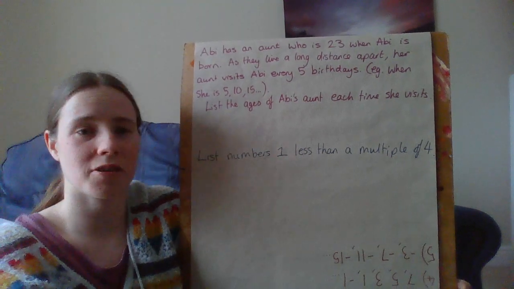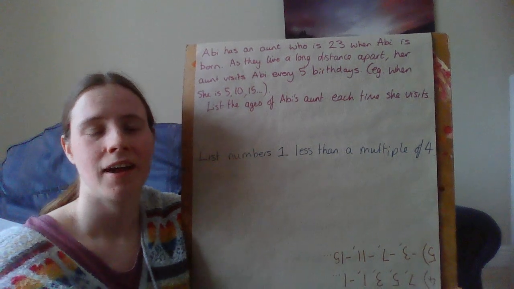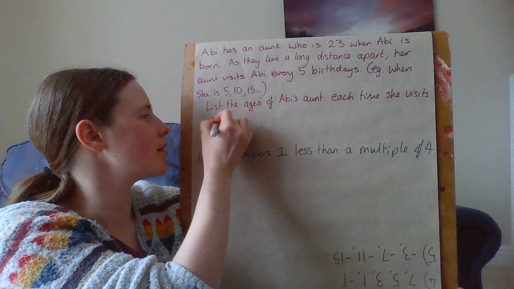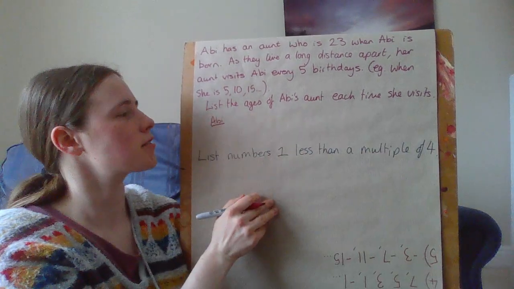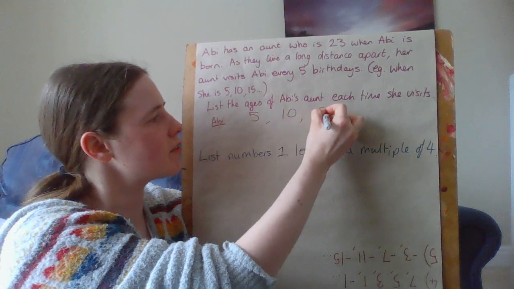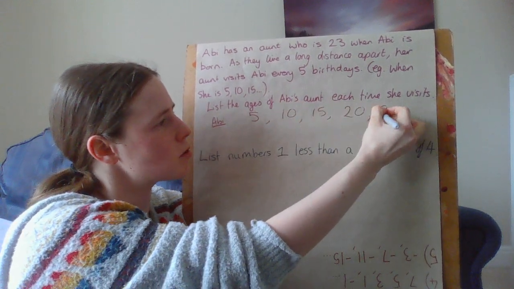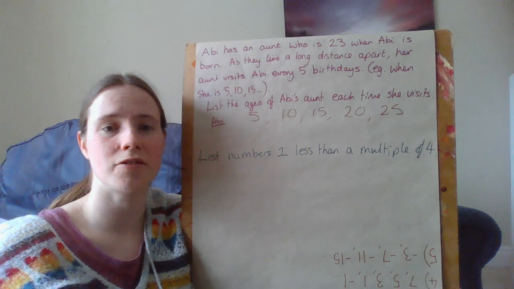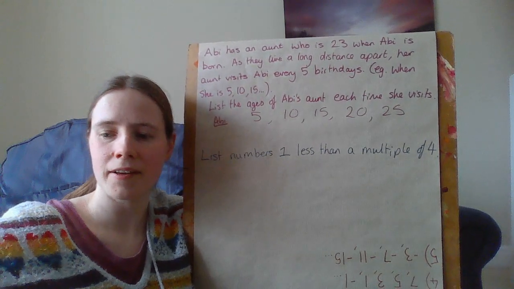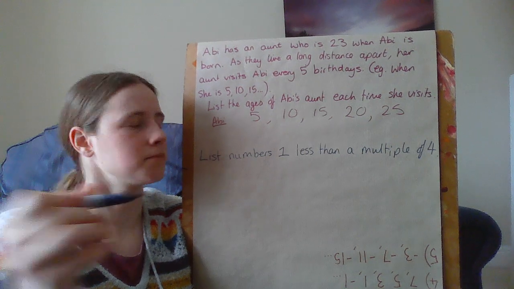Okay, so to answer the first question, I'm going to begin by listing Abby's ages when the aunt comes to visit. So let's have Abby's ages in the list along the top. So when Abby's 5, she gets a visit, and 10, and 15, and 20, and 25. And you'll notice there that I've just listed the 5 times table, or in other words, the multiples of 5. Now let's have a think about Abby's aunt.